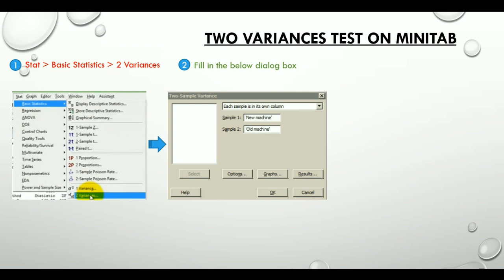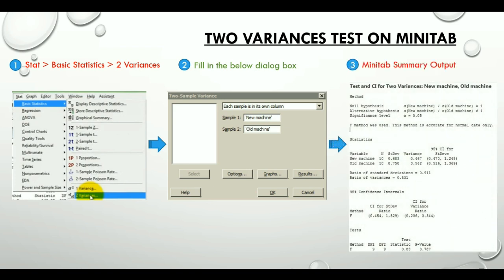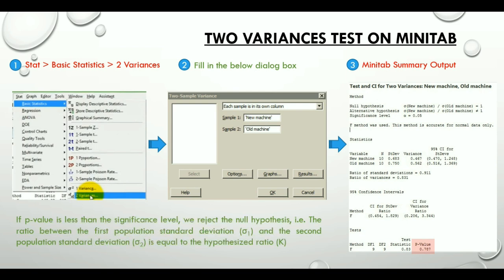And here is a final Minitab output. We are concerned with the p-value here. If p-value is less than the significance level, that is alpha, we reject the null hypothesis. That is, the ratio between the first population standard deviation and the second population standard deviation is equal to the hypothesized ratio.